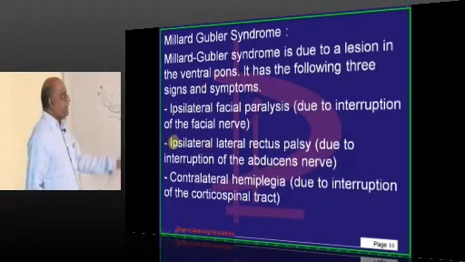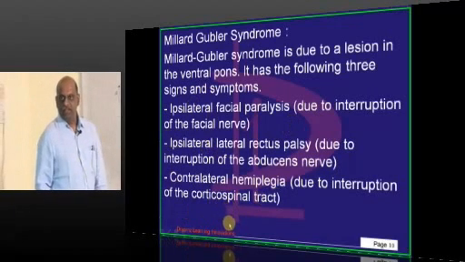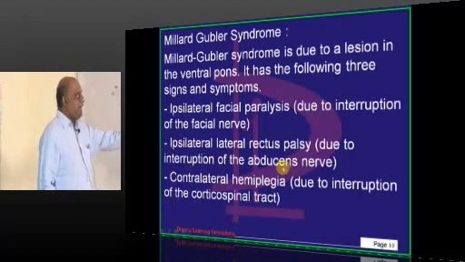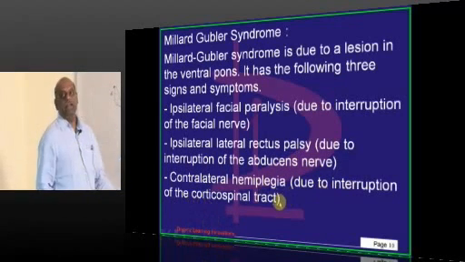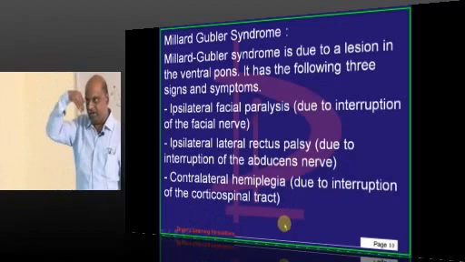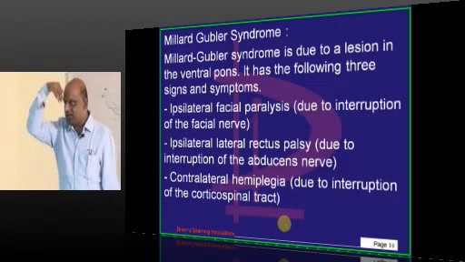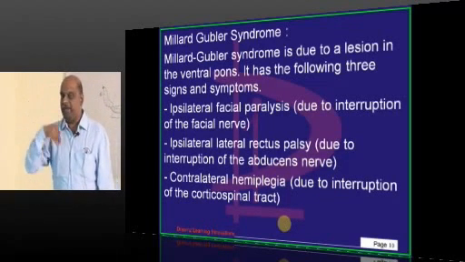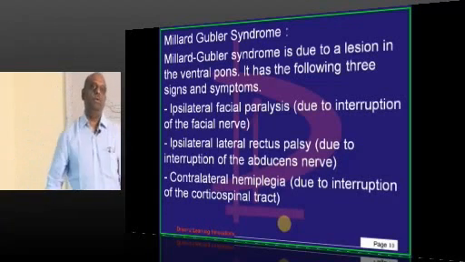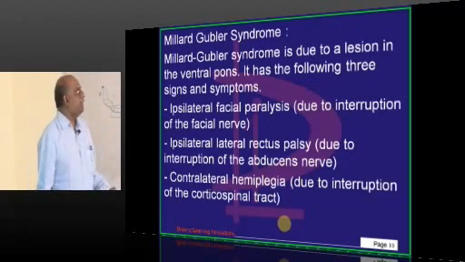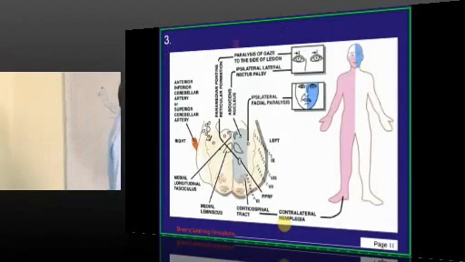So that is the reason for ipsilateral facial paralysis, 7th nerve, ipsilateral lateral rectus paralysis, 6th nerve, and contralateral hemiplegia, because that is a point where the corticospinal tract is passing through the brainstem, still uncrossed, it didn't cross. After reaching the medulla, it will cross and go to the opposite side. So the combination is called Millard-Gubler.